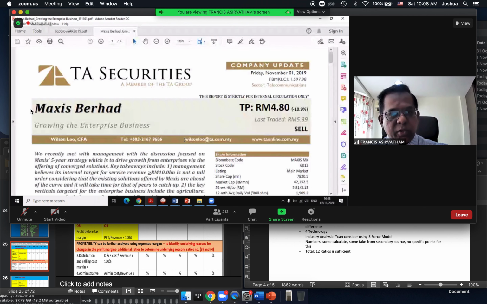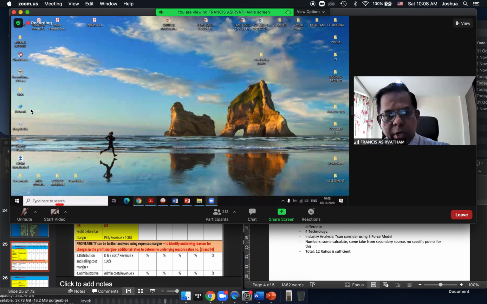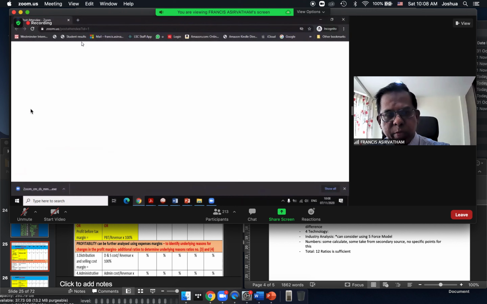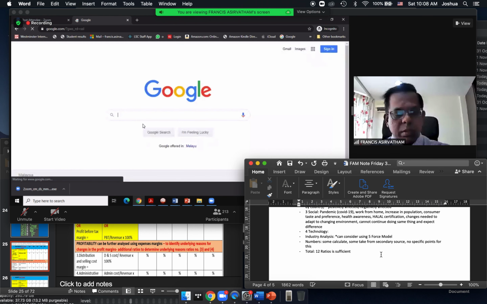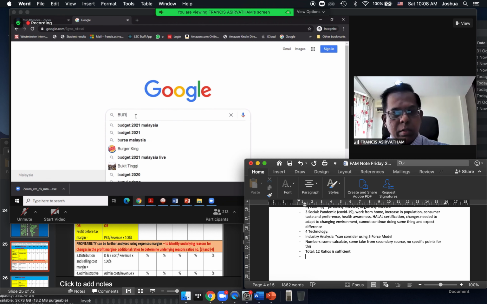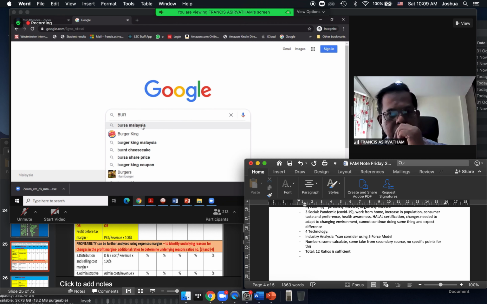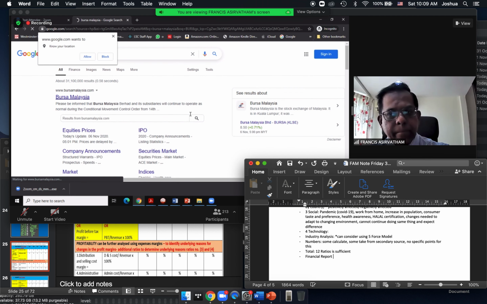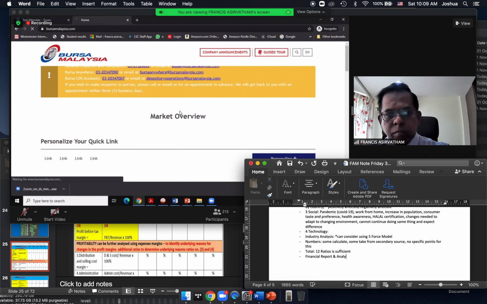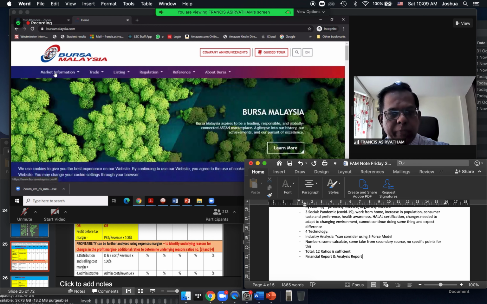The second source of information is the analyst report. You can read from the analyst report. How do we get this analyst report? Everyone can access Bursa Malaysia. So enter Bursa Malaysia, market information, equity.